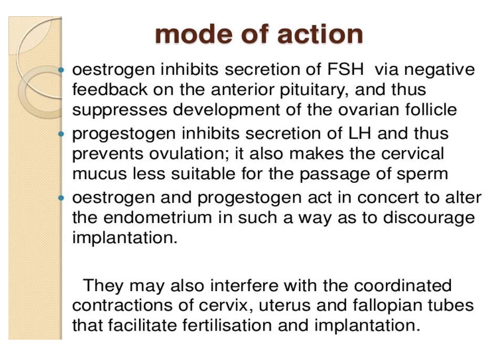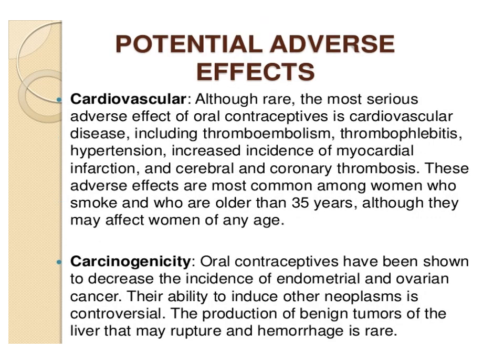Normally, first the estrogen will act and then the progesterone will act, so as to make the endometrium prepared for the zygote to implant. This is altered. So they may also interfere with the coordinated contraction of the cervix, uterus, and fallopian tubes, which facilitate fertilization and implantation. So the contractions may also be hampered.